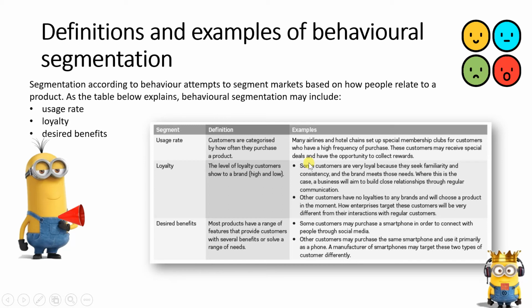Here's David with a little bit more on those examples. On usage rate, many airlines and hotel chains set up special membership clubs for customers who have a high frequency of purchase. These customers may receive special deals and have the opportunity to collect rewards, things like air miles.